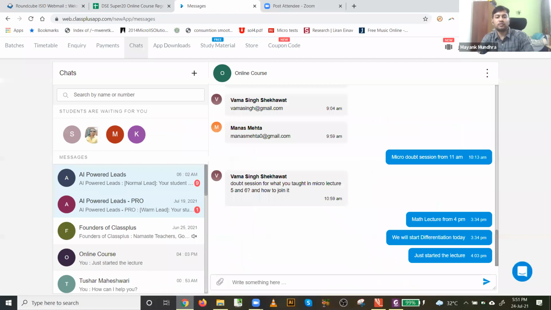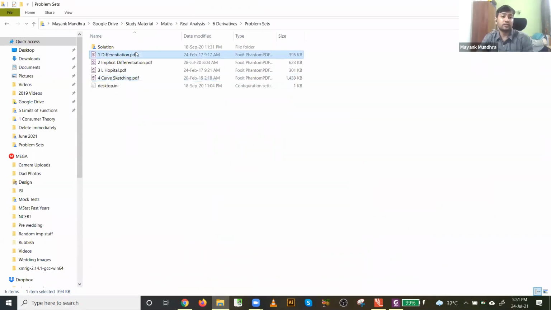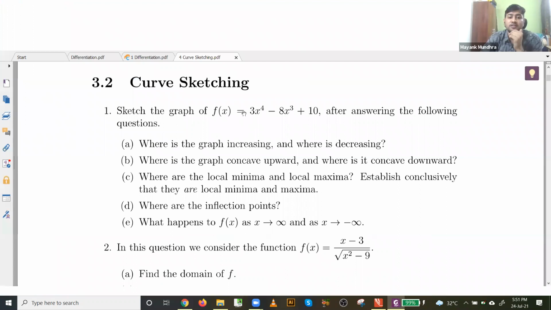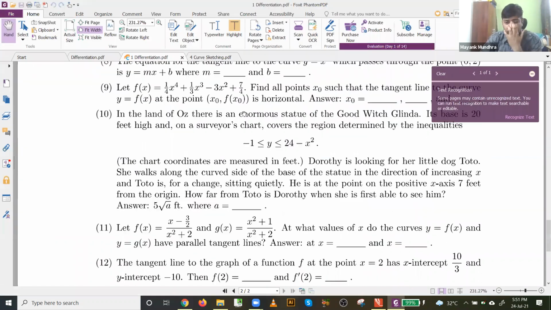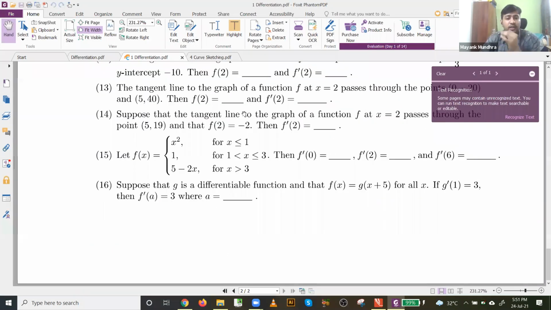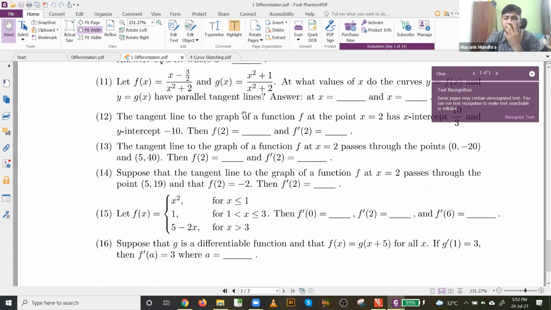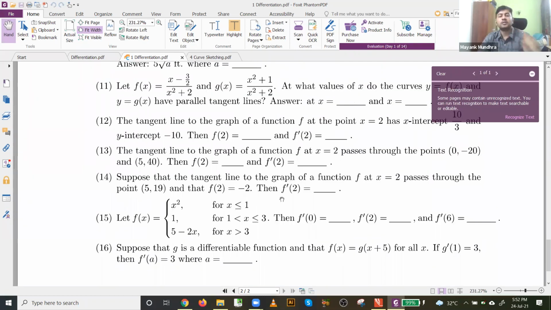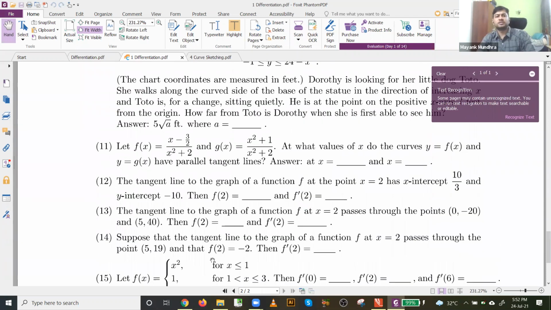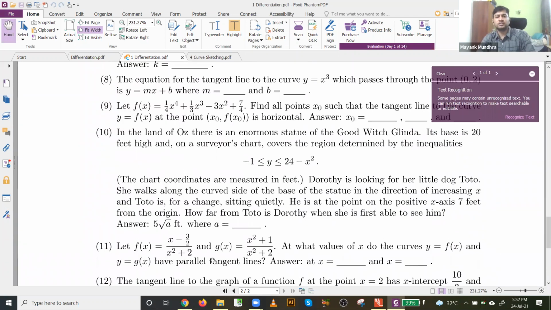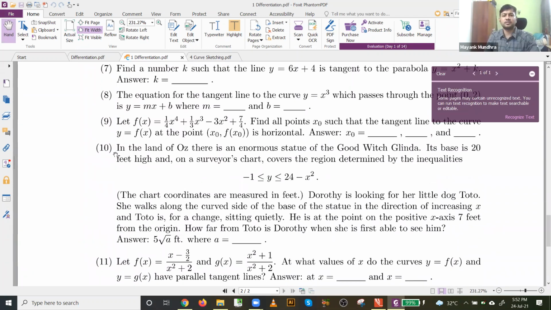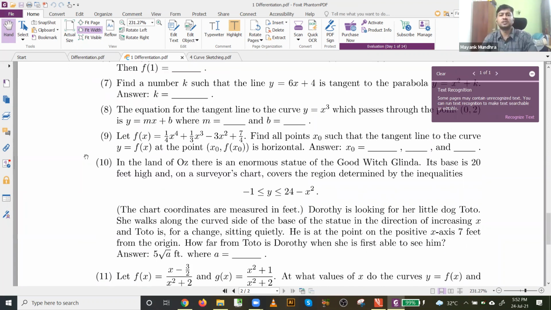So your homework for this week is that you have to do this differentiation PDF only, the problem set on differentiation. I don't want you to do too much. I've already edited the other parts. So 16 questions is sufficient. Maybe you can leave the 10th question. It is too complicated, so you can leave the 10th question and do the remaining ones.